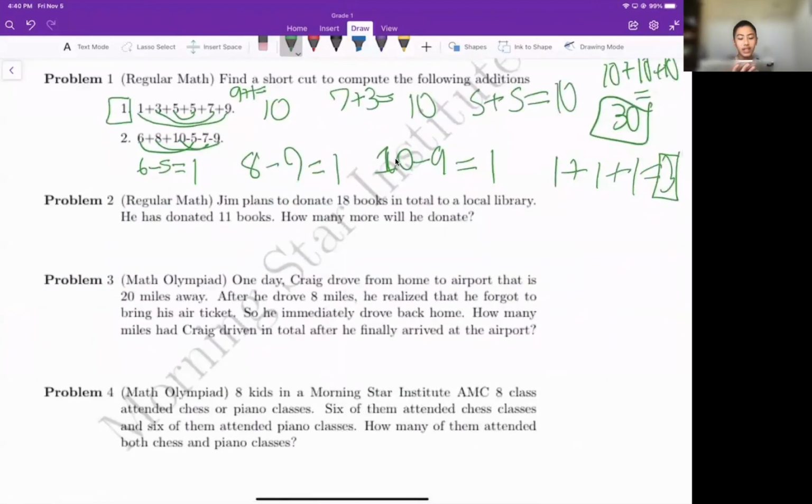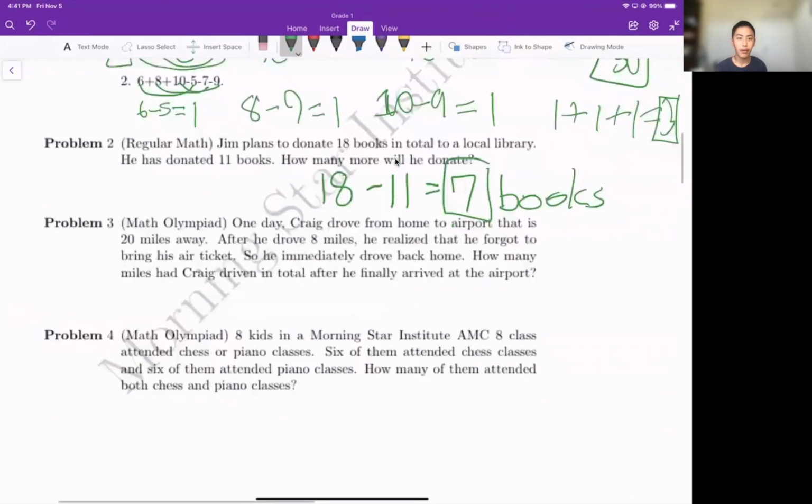For the next question, it says Jim plans to donate 18 books in total to a local library. He has donated 11 books. How many more will he donate? So let's start off with 18. He plans to donate 18 books, and so far he has donated 11 books. So he subtracts 11 from that goal. And what we're left with is 7 books. So 18 minus 11 equals 7, and 7 is your answer.